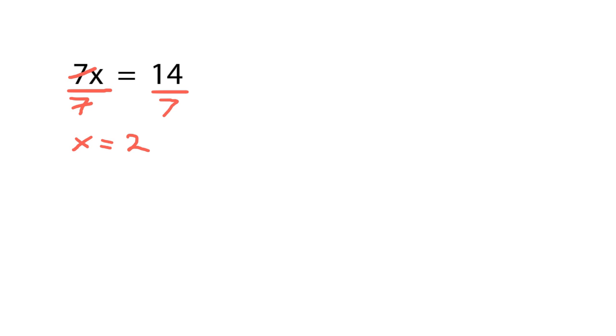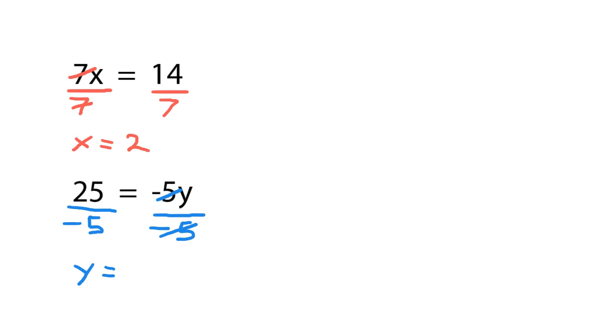Let me bring another question out here for you to try. So here we have 25 equals negative 5y, which means negative 5 times y. The opposite of multiplying is dividing. So I'm going to divide this side by negative 5. Therefore, I have to divide this side by negative 5 as well. These negative 5s cancel each other out, and I can rewrite this as y is equal to 25 divided by negative 5, which is negative 5.